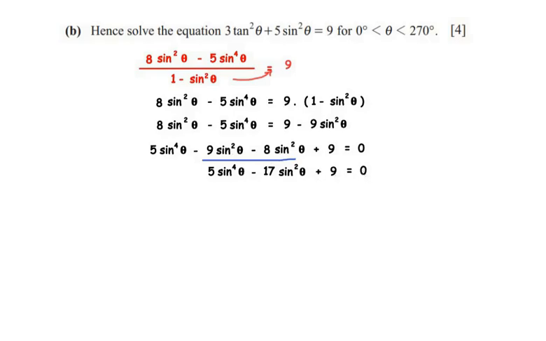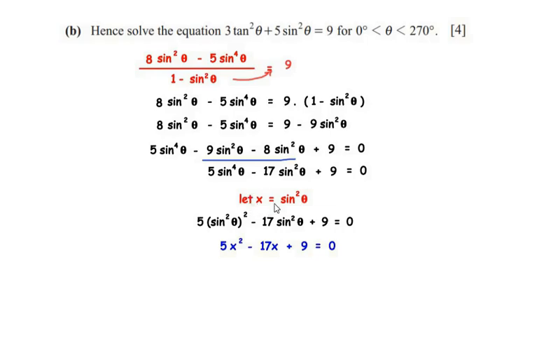Now here let us try to get this equation as a quadratic equation, and for that, let us use x equal to sine square theta. So here we have written, let x equal to sine square theta. So now sine to the power of 4 theta can be written as 5 times sine square theta raised to the power of 2, minus sine square theta plus 9 equal to 0. So in the first term, in place of sine square theta, we have written x. So this equation becomes 5x square minus 17x plus 9 equal to 0. Now this represents our quadratic equation.